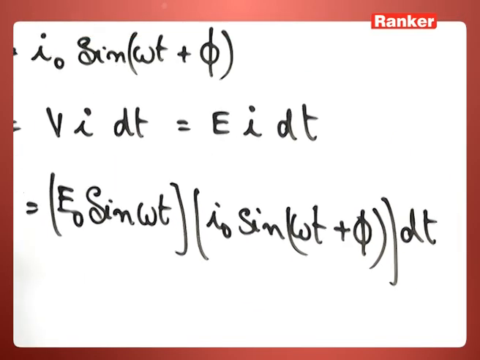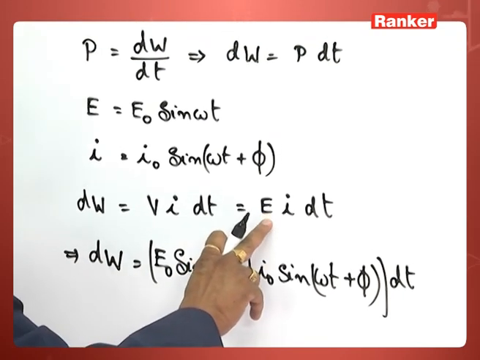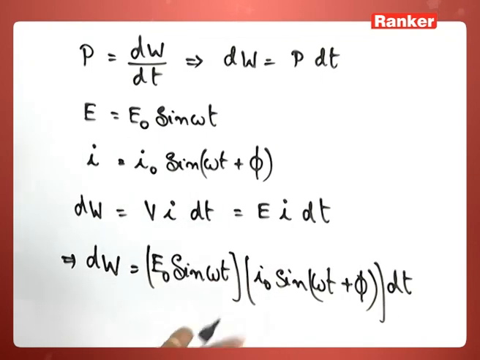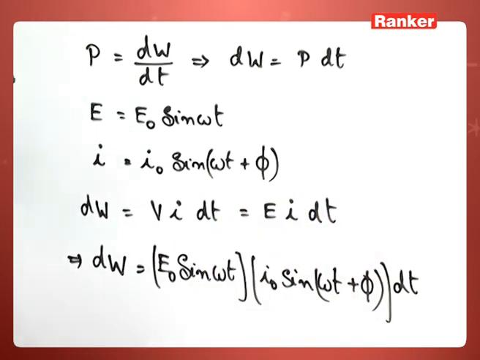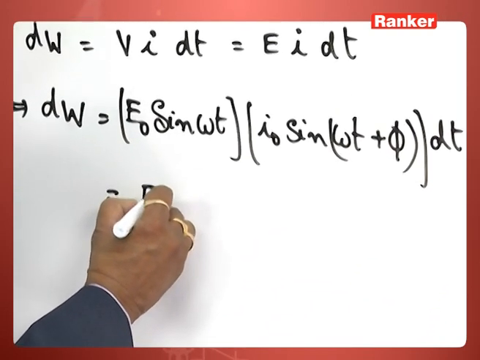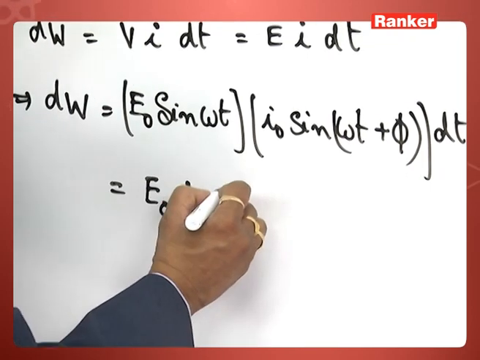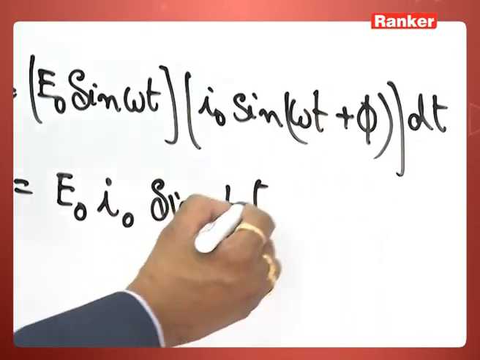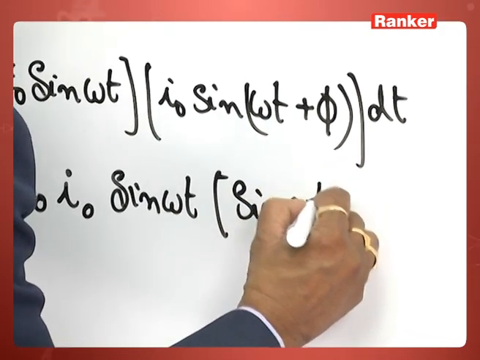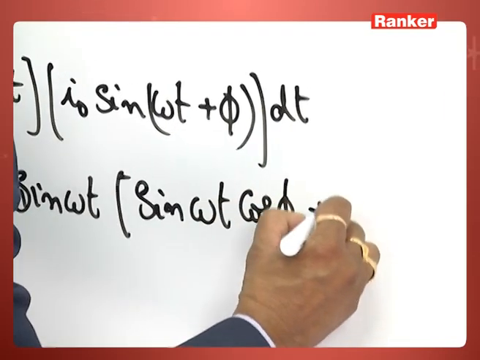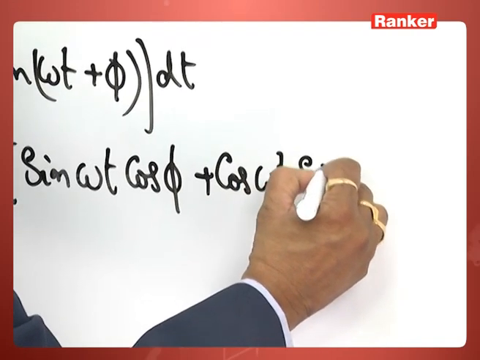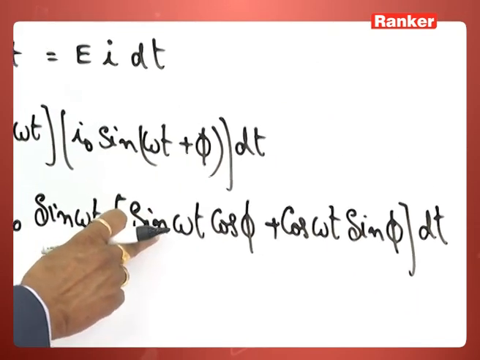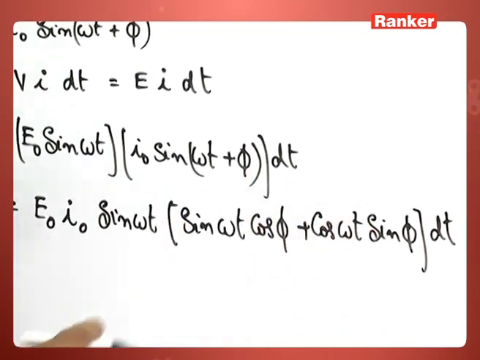So this work done, whatever we are going to calculate, is E into I into dt. E we have written as E naught sin omega t, I we have written as I naught sin of omega t plus phi, dt is as it is. We can rewrite the same equation this way: E naught I naught sin omega t into sin of omega t plus phi. That can be written as sin omega t cos phi plus cos omega t sin phi, and dt will be as it is. So I have just expanded this into sin A cos B plus cos A sin B form.